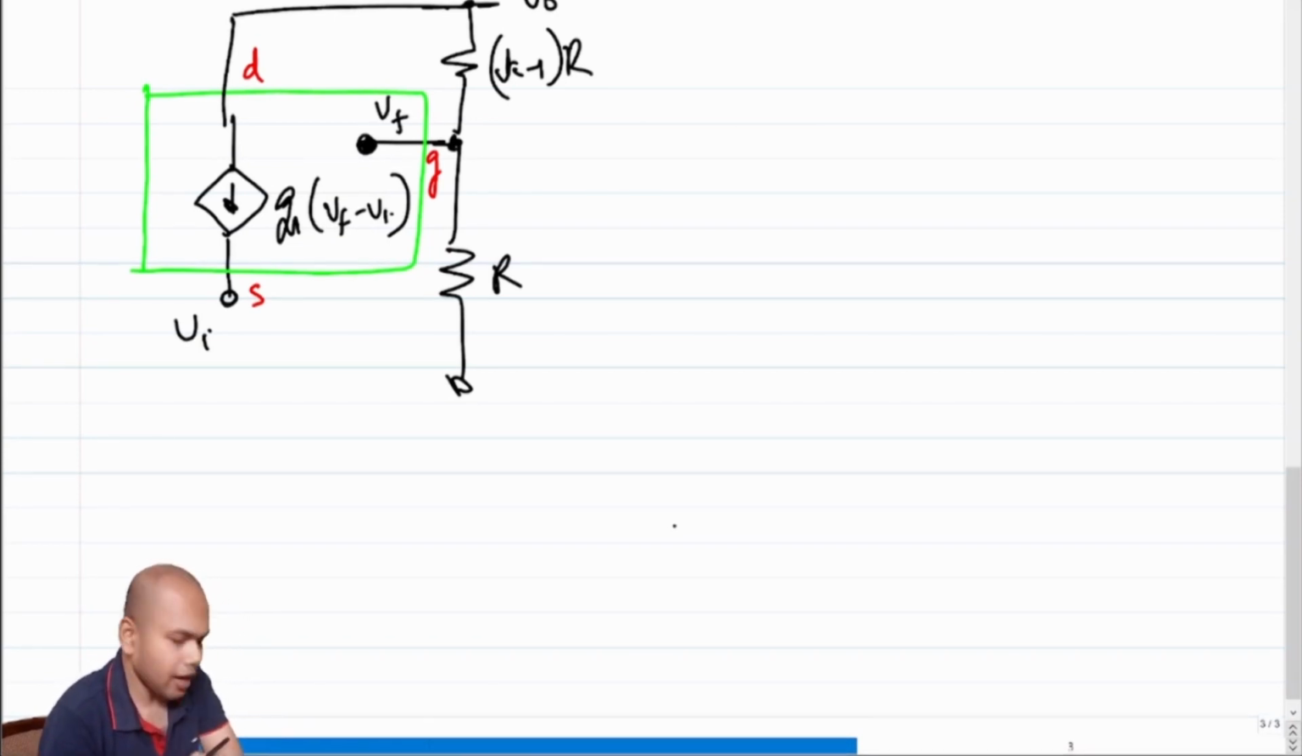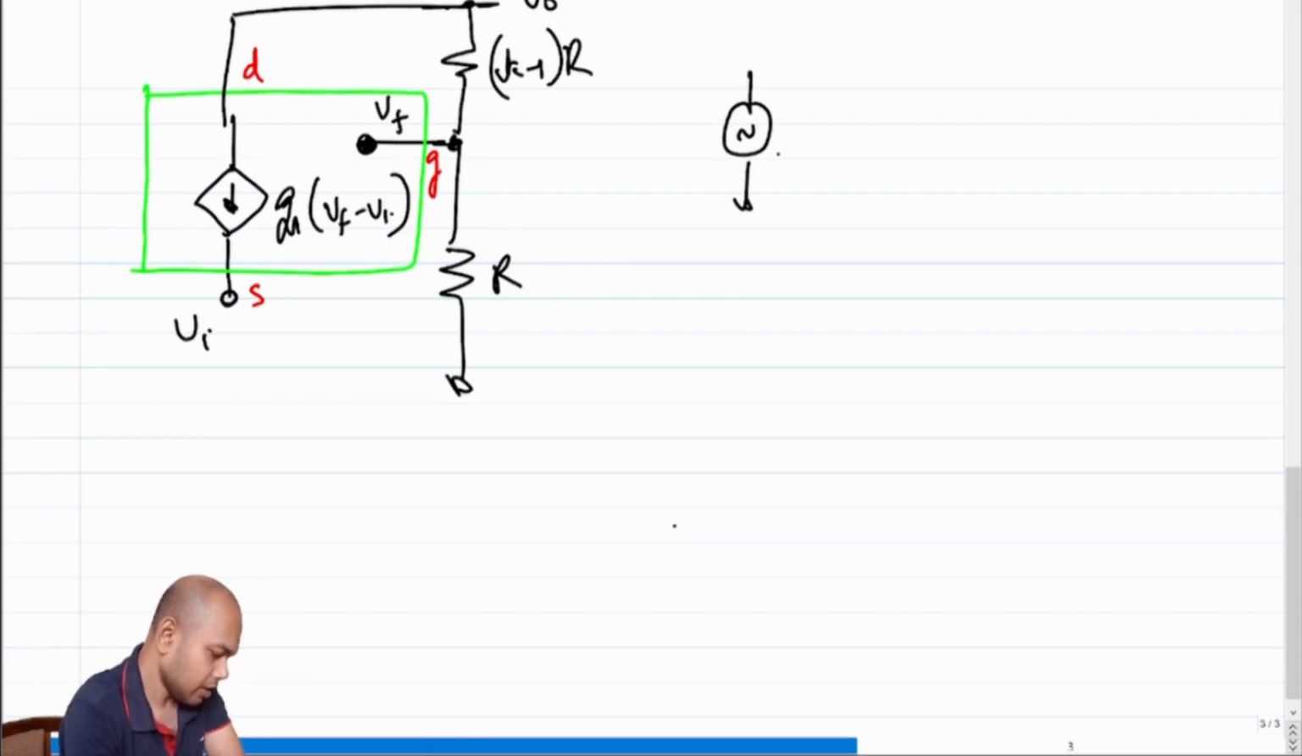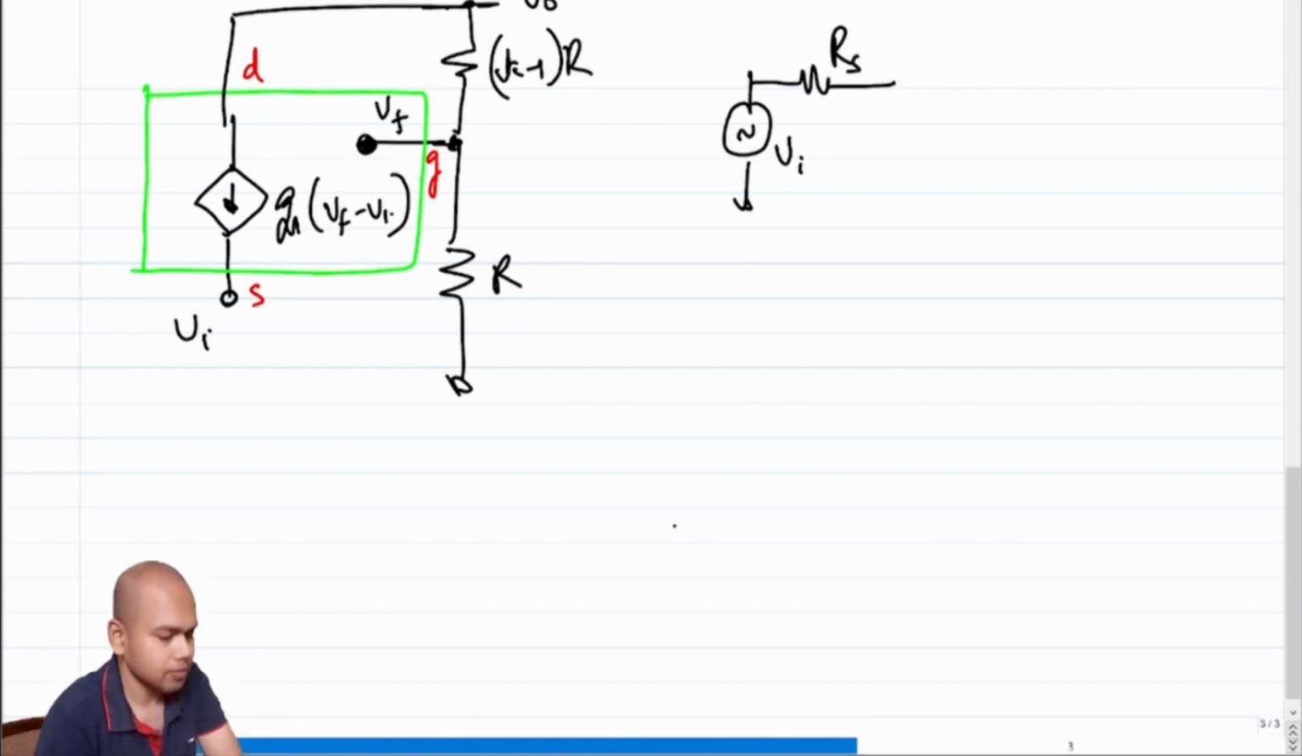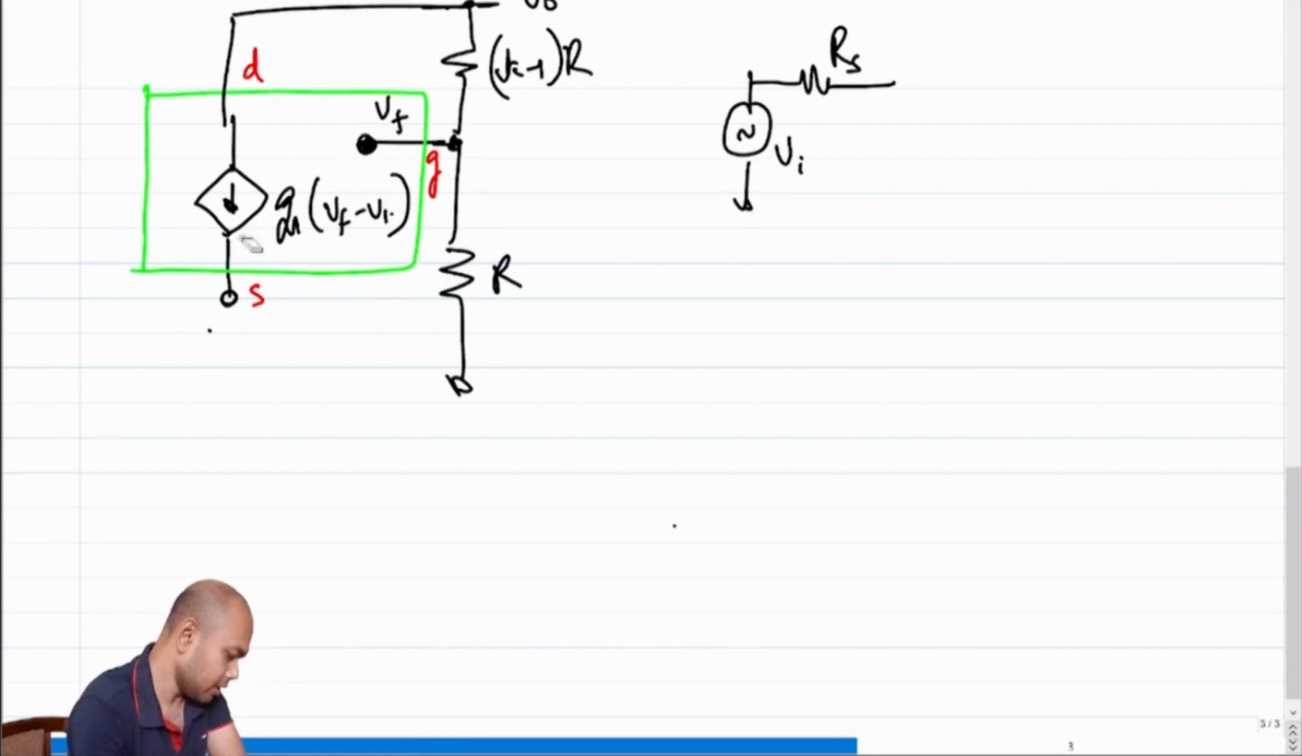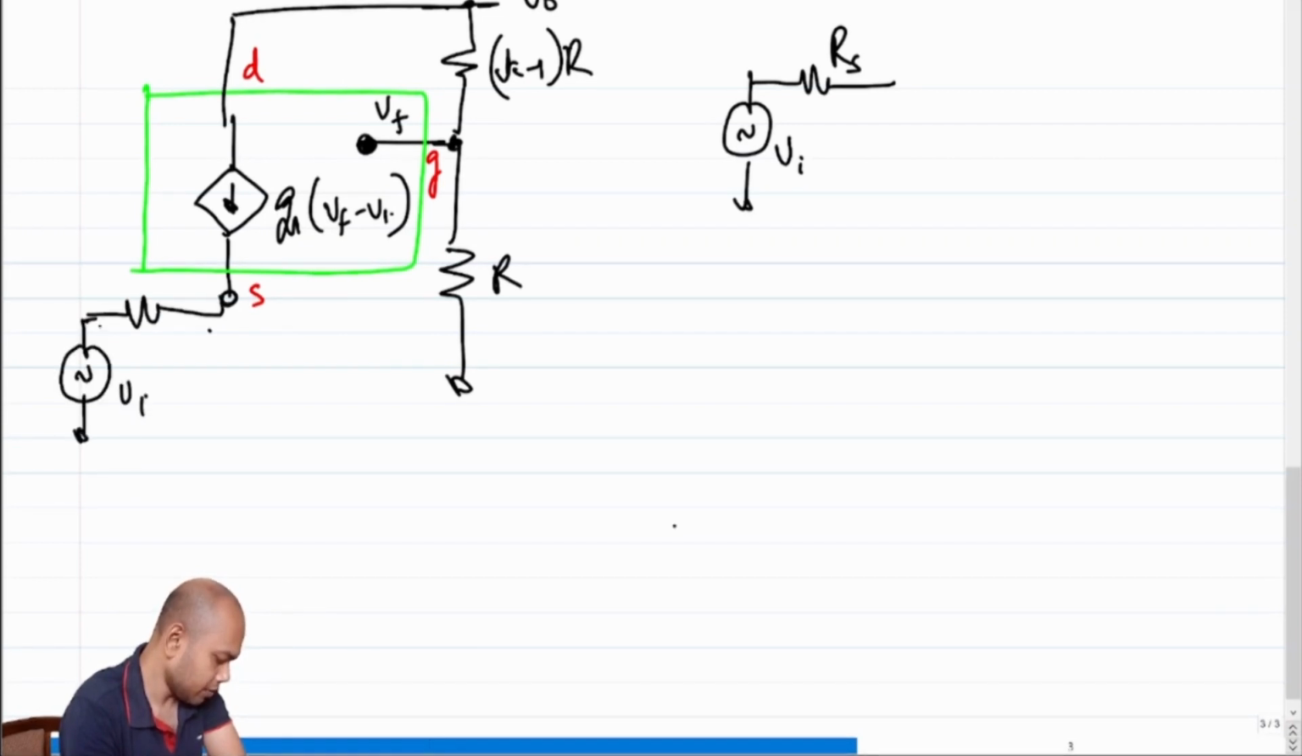The issue is that this VI that we have will not be an ideal voltage source, right? Whenever we say VI, we assume that it's some VI with some intrinsic resistance RS. I mean, that's what we have been assuming all along. So there's no point for us to remove that assumption, right? So we'll have this. Now what's the problem?